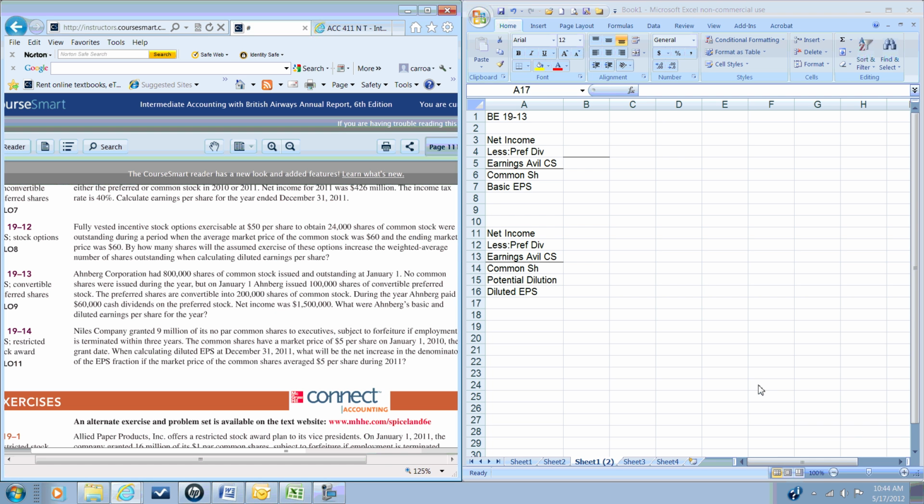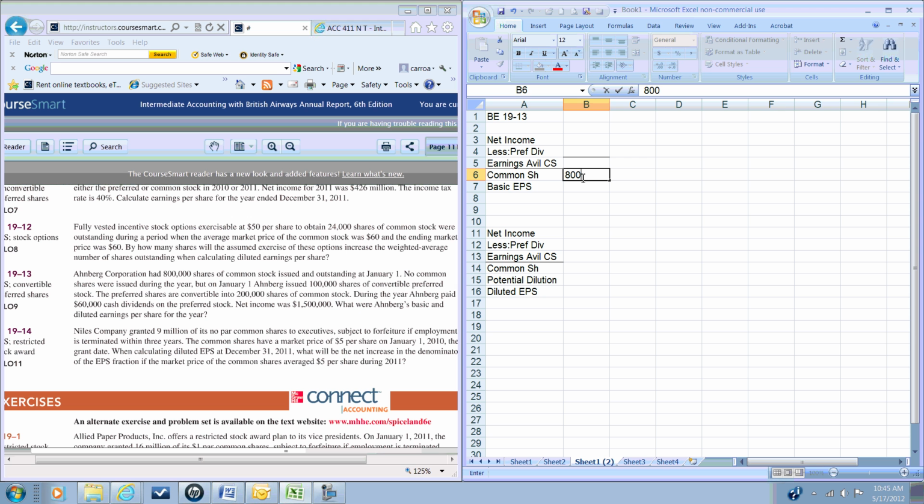In this video, we are going to compute both the basic earnings per share and the diluted earnings per share. In our example, we have a company that has 800,000 shares of common stock. So go ahead and set up an Excel spreadsheet that looks like this. Pause the video while you do so.